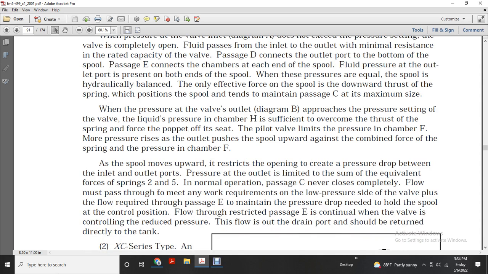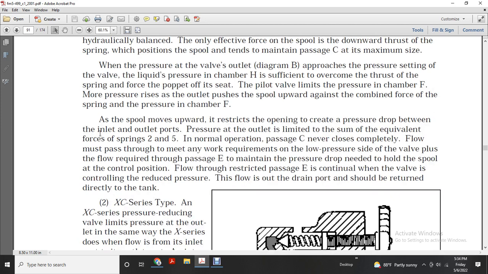In diagram B, as the pressure at the valve's outlet approaches the pressure setting of the valve, the liquid pressure in chamber A overcomes the thrust of the spring and the force of the poppet on its seat, and the pilot valve limits the pressure in chamber F. With the pressure rise at the outlet, it pushes the spool upward against the combined force of the spring and the pressure in chamber F.